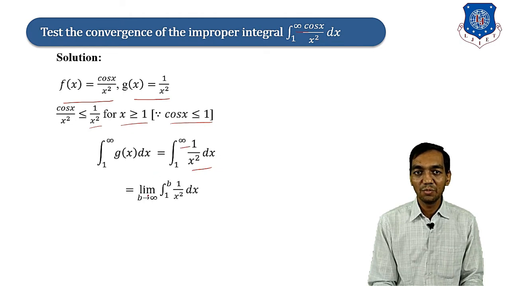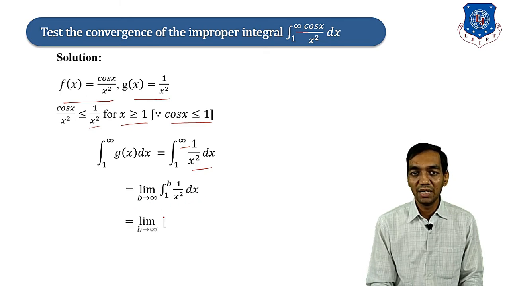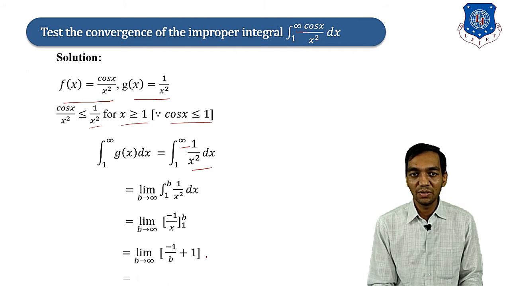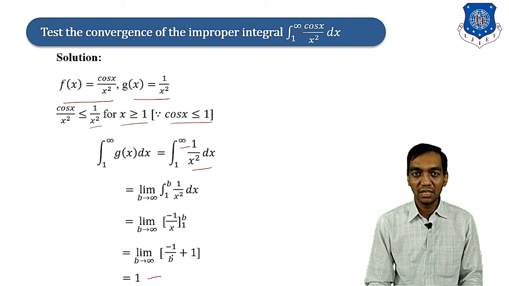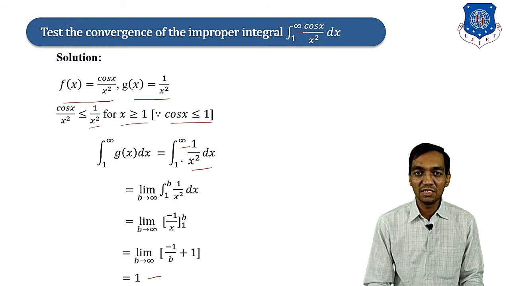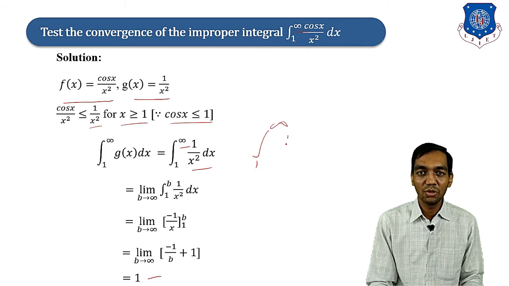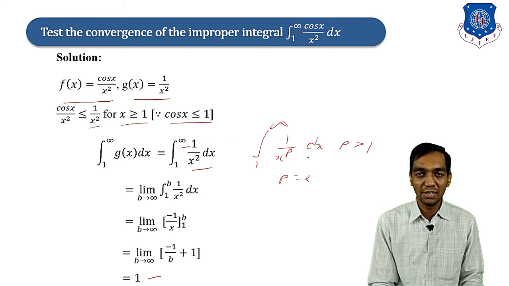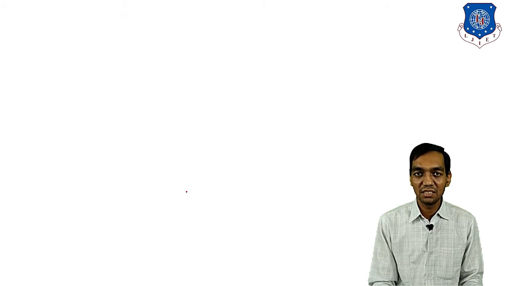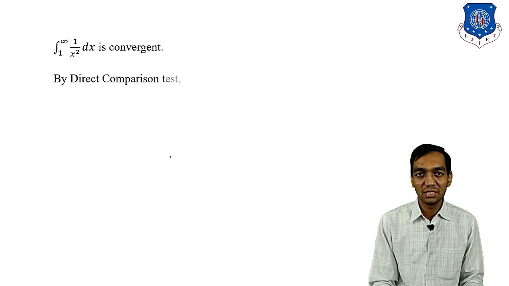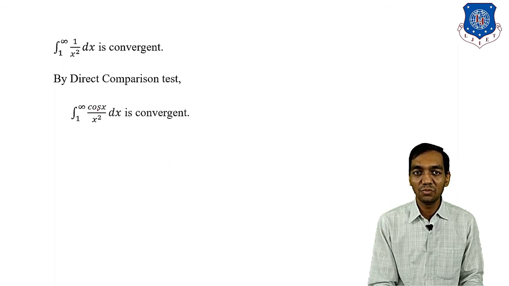So we are going to replace infinity by b and take the limit as b tends to infinity of the integration from 1 to b of 1 upon x squared dx. Now integrate it, that will be minus 1 upon x with limits from 1 to b. Put the limits and simplify, and that will give you the answer 1. If you are not going to integrate this, then we can directly use the p integral: the integration from 1 to infinity of 1 upon x raised to p is convergent for p greater than 1. Here your p is 2, so it is already convergent. So the larger integration is convergent, then the smaller integration is going to be convergent by the direct comparison test. That means the integration from 1 to infinity of cos x upon x squared dx is convergent.